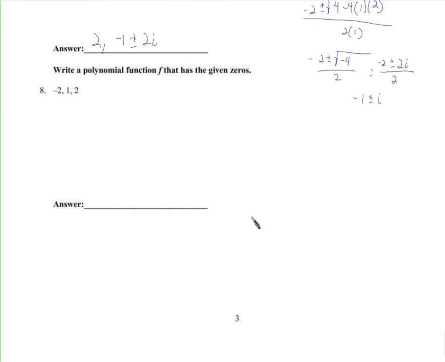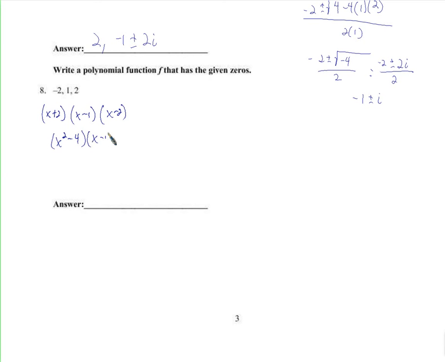Okay. Now, I have these zeros. What do I do with these zeros? x plus 2 is a factor if negative 2 is a zero. x minus 1 is a factor if positive 1 is a zero. x minus 2 is a factor if 2 is a zero. The thing that I notice here is x plus 2 times x minus 2 is easy to multiply. That's conjugates, right? They're going to multiply out to a difference of squares. It's going to be x squared minus 4.